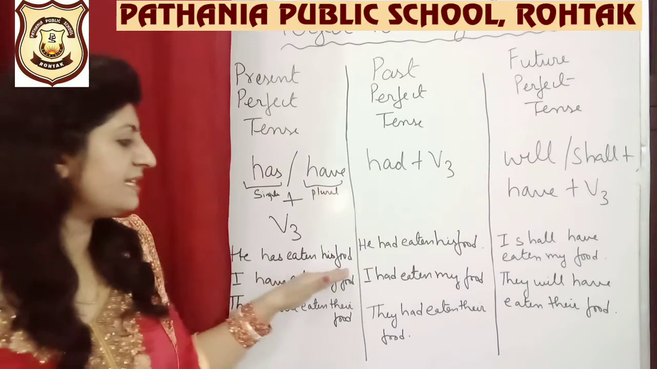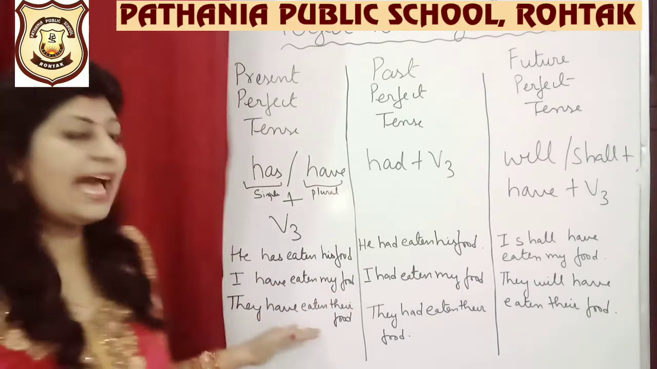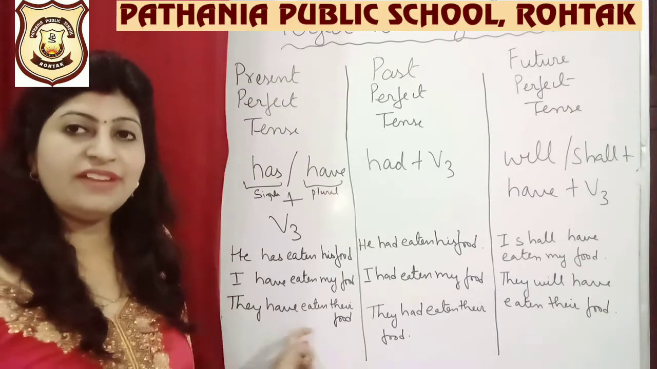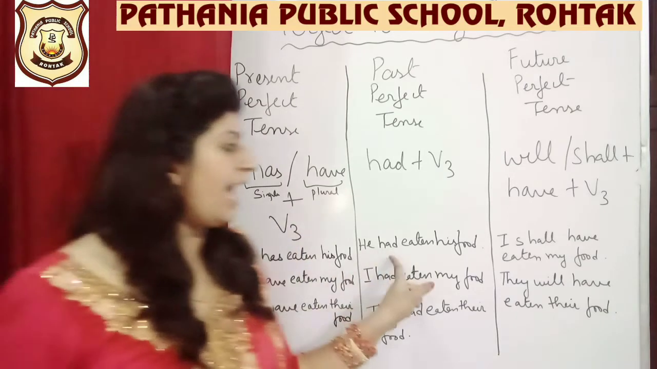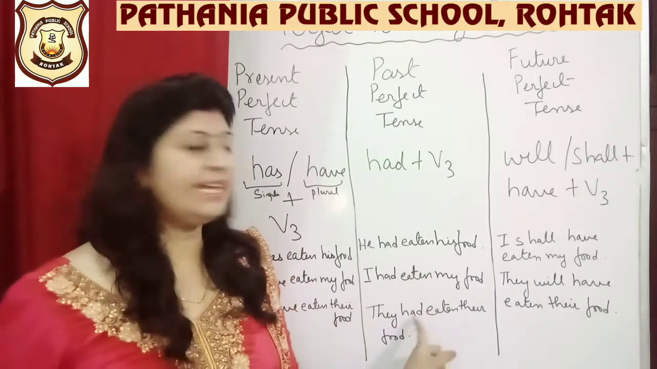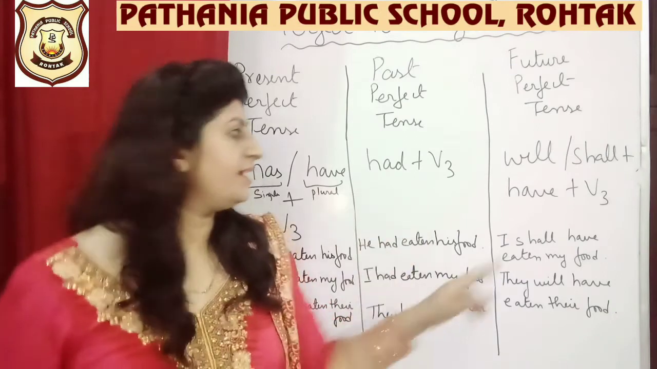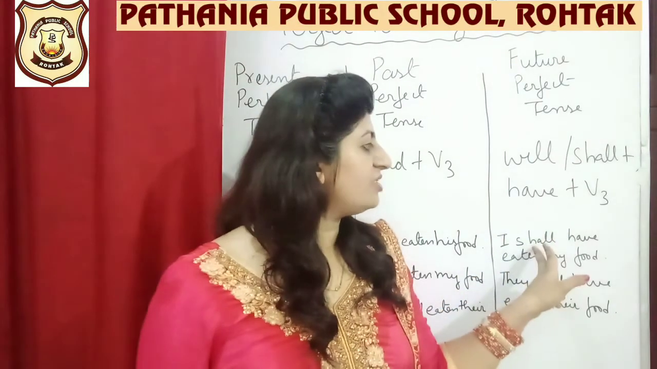He has eaten his food. I have eaten my food. They have eaten their food. Have and V3 are present. Had and V3. He had eaten. I had eaten. They had eaten. Had and eaten, V3. That is your past. And your future, shall have.